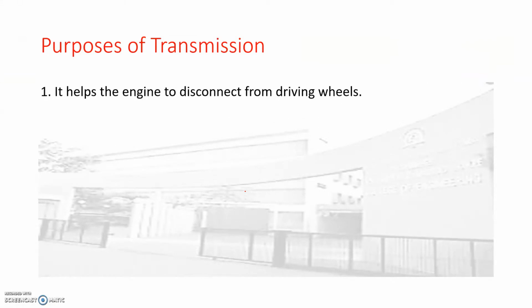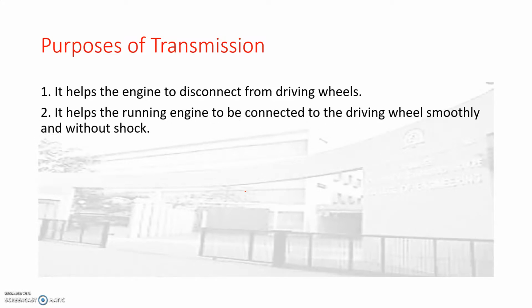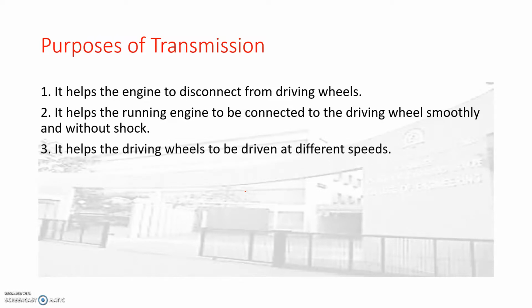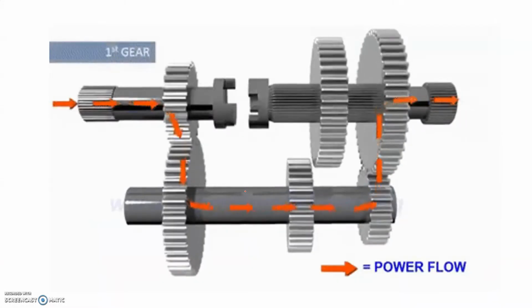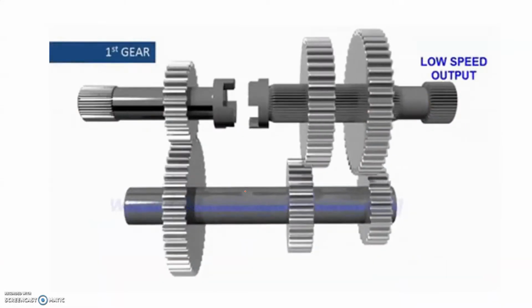So what is the basic function of the transmission? Basically it is used to disconnect the engine from the driving wheels, that's the first purpose. Second, it helps the running engine to be connected to the driving wheels smoothly and without any shock. Next, we can get different speeds at the driving wheels. And additionally, what is tractive effort? The torque available on the wheel produces a driving force parallel to the road surface, which is called tractive effort.